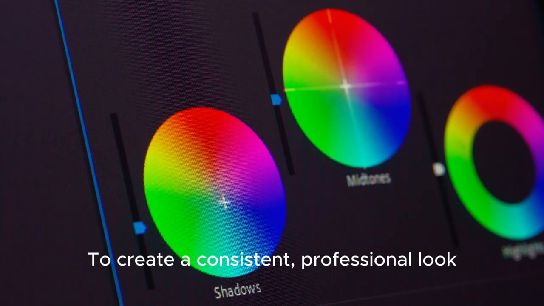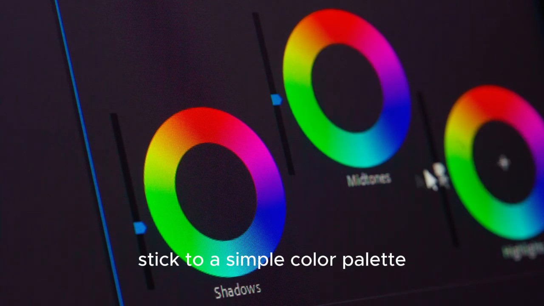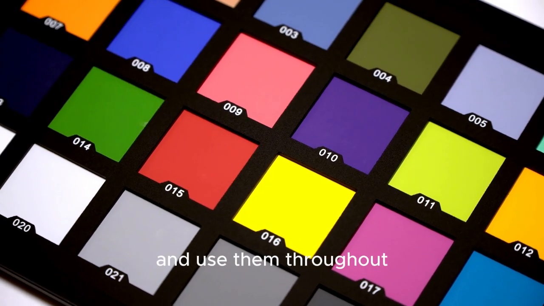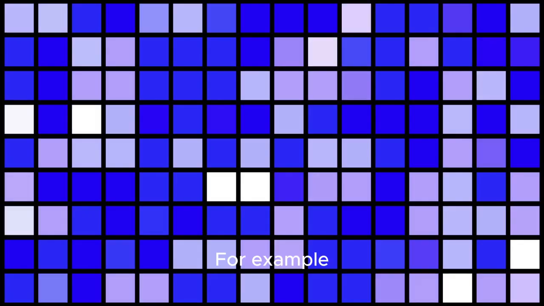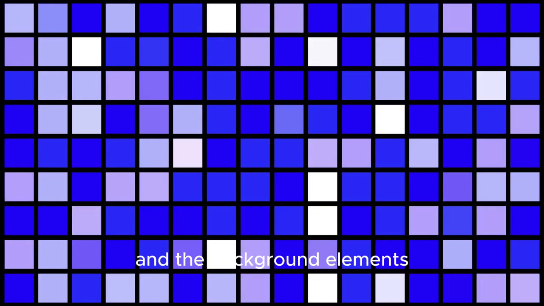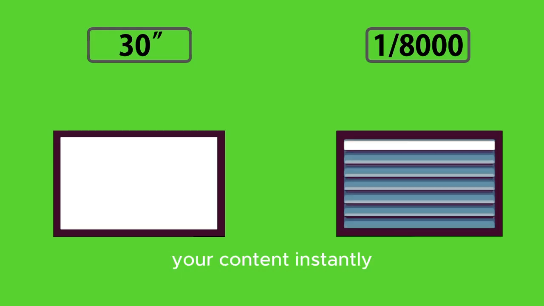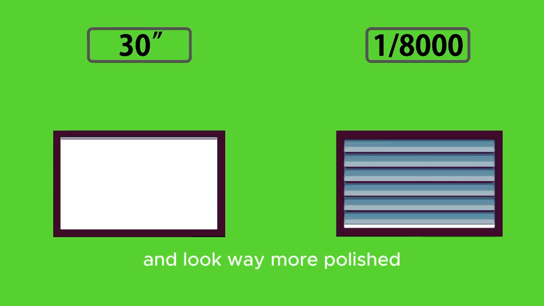To create a consistent, professional look, stick to a simple color palette. Pick 2 main brand colors and use them throughout your video. For example, you could use blue and white. Apply these colors to your text, any shapes you add, and the background elements. This simple step makes your content instantly recognizable and look way more polished.